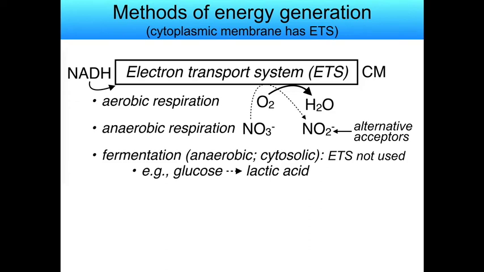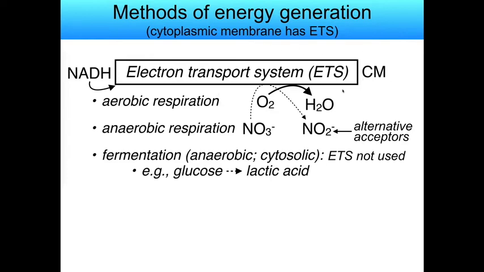So now on to methods of energy generation. As I mentioned earlier, the cytoplasmic membrane of many bacteria have an electron transport system. And just like the electron transport system in humans, many bacteria can take NADH and reduce oxygen to water to generate ATP. So we start out with NADH, which has a very low redox potential of minus 320 millivolts, and oxygen, which has a redox potential of 820 millivolts, so it is the Arnold Schwarzenegger of electron acceptors, and it pulls these electrons through the electron transport system at the same time pumping out protons.